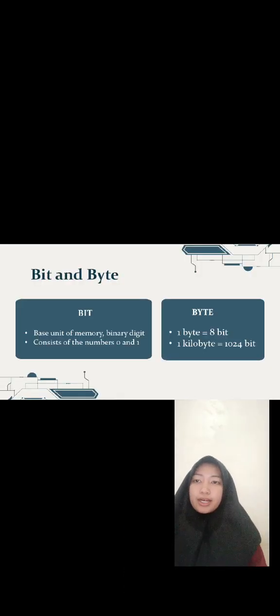Bit and byte. Bit is the base unit of memory. Binary digit consists of the numbers 0 and 1. Byte. 1 byte equals 8 bits. 1 kilobyte equals 1024 bytes.